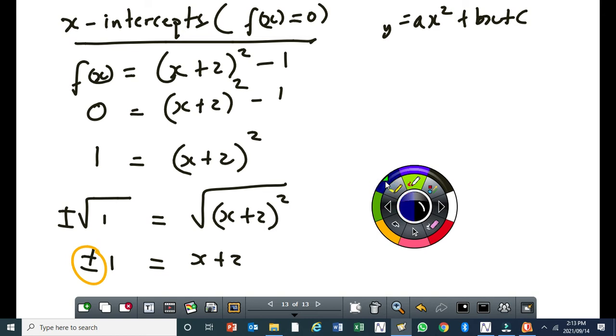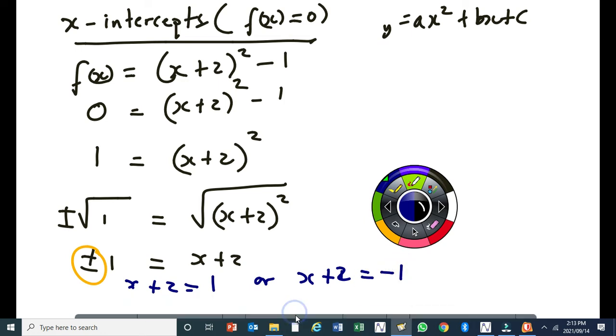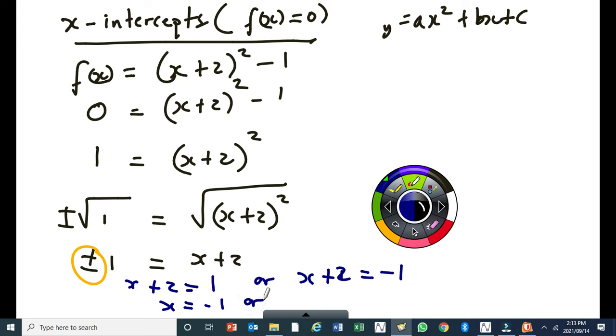So from here, we can say x plus 2, if we take the positive, we equate that to 1, and then also x plus 2 equal to negative 1. If you solve this, you get x equal to negative 1 or x equal to negative 3. So what this means is your x-intercepts are negative 1 and negative 3.